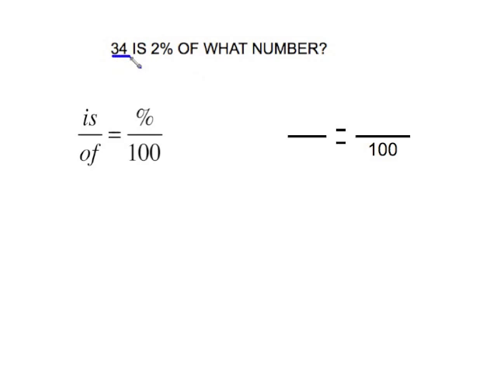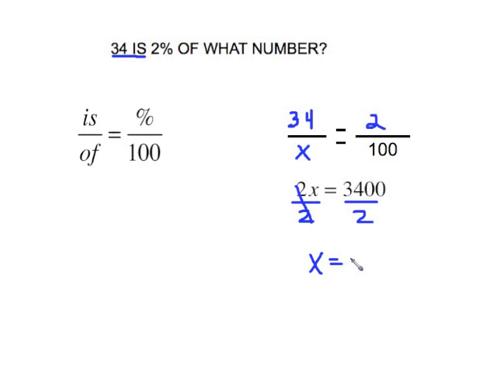Now we have what going to the end of this sentence. 34 is still our top left. 2%, that's got the percent sign on it. That's got to be the number that gets written over 100. Of what number? We don't know. That's our x. If we cross multiply right here, we'll have this equation. 2x equals 34 times 100, which is 3,400. Undo this one-step equation by dividing both sides by 2. The 2's cancel. We have x. 3,400 divided by 2 is 1,700.